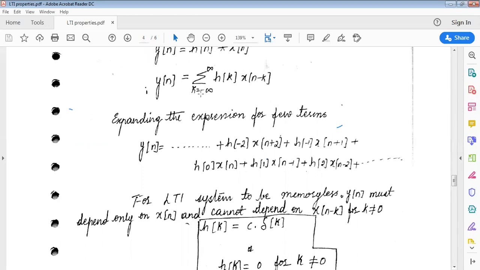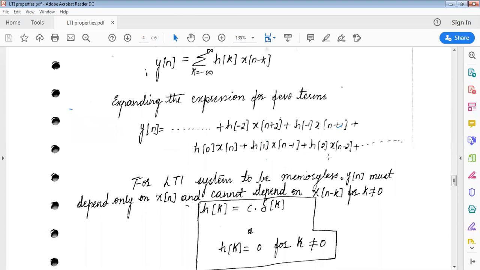Now to understand the property, let me expand this summation for a few terms. Actually, the index of the summation is varying from minus infinity to plus infinity. Just to understand, I have taken only 5 terms, that is from minus 2 to plus 2. Okay, so I put dots here that indicate that it goes till minus infinity, and here it goes till plus infinity. In between, I have expanded a few terms.